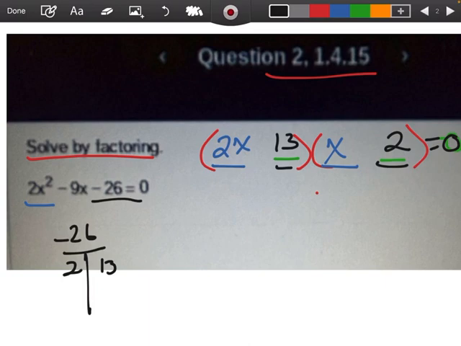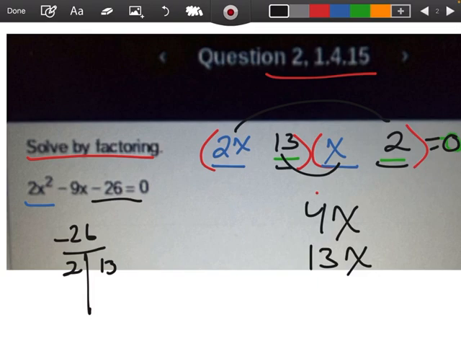Y'all, remember the number that I'm trying to get? I'm trying to get to a negative 9, okay? So y'all, if I'm trying to get to a negative 9, I want to see if there's any way that I can make this negative 26 happen. Okay, so let's see. If I multiply that together, 2 times 2 is going to give me a 4x, and 13 times x is going to give me a 13x. Now, yo, if I make this negative and I make that positive, that's a positive 4x, that's a negative 13x. Here is my negative 9x.